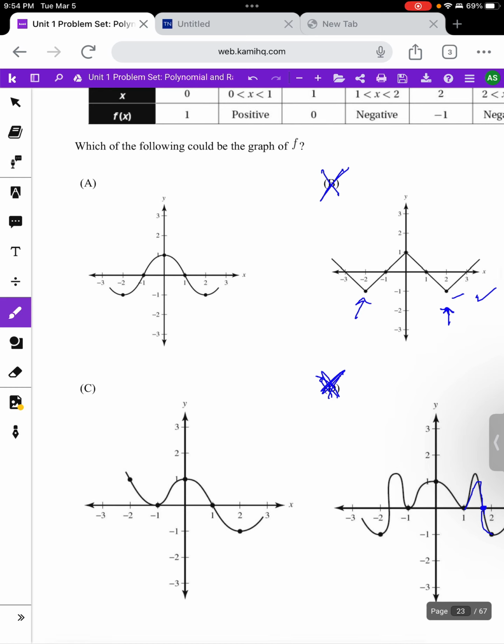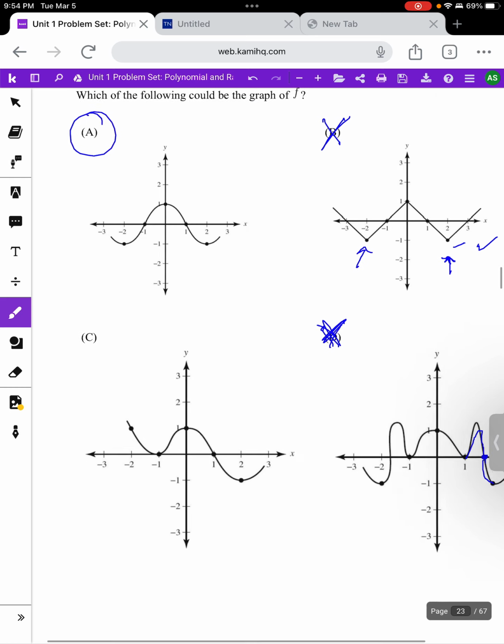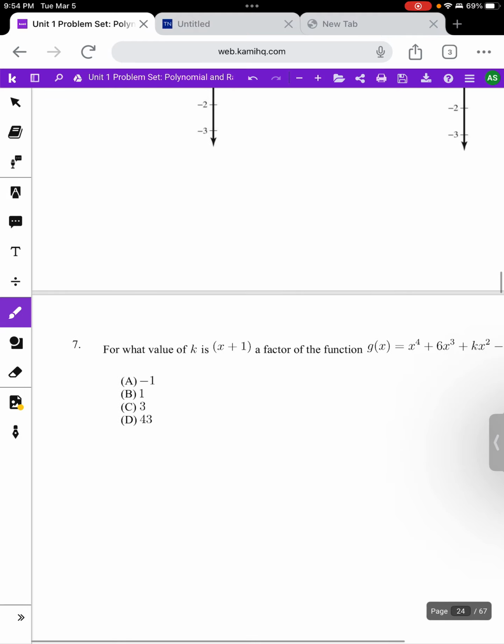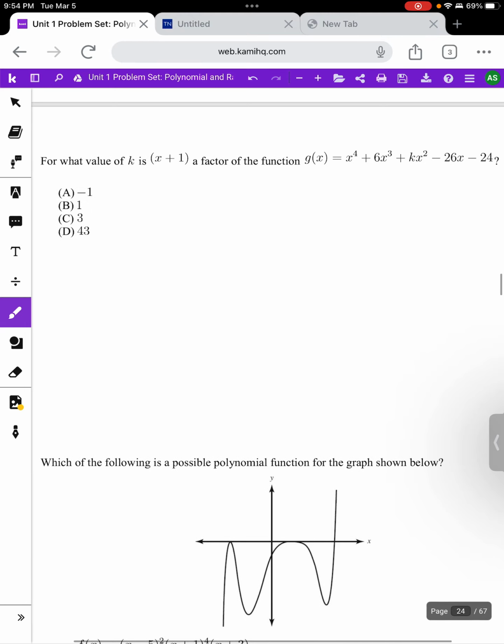And A is the only symmetrical graph. So that's why A is the choice. Number 7, for what value of k is x plus 1 a factor of the function?